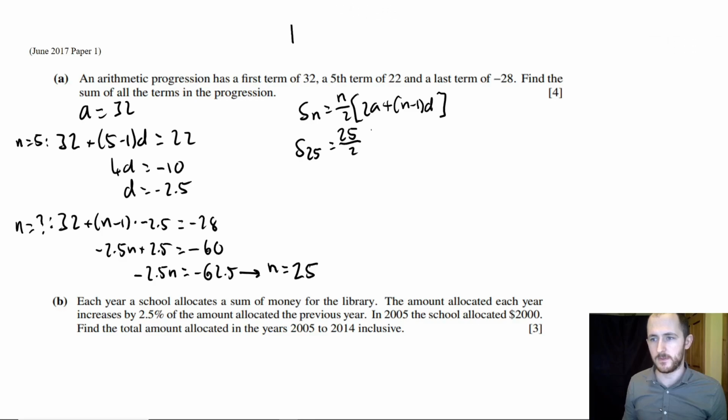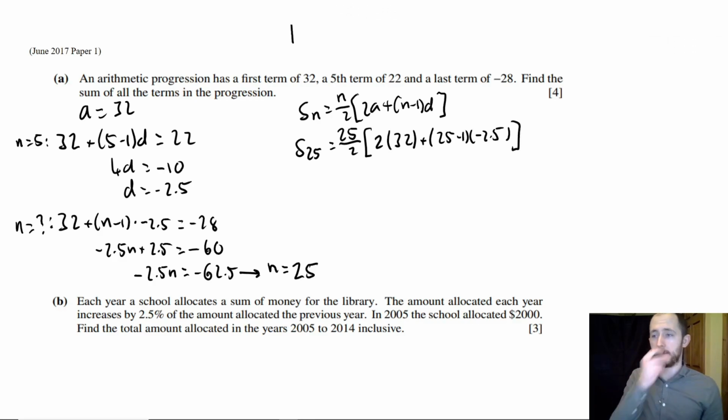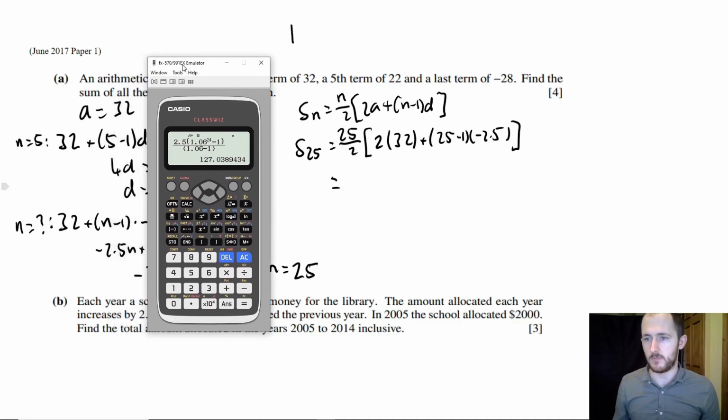25 over 2, 2 times a, which is 32, plus 25 minus 1 times minus 2.5. Again, this is where brackets come in handy because you actually remember to multiply by the minus number instead of accidentally adding it or subtracting it in this case, which, believe me, happens a lot more than you might think.